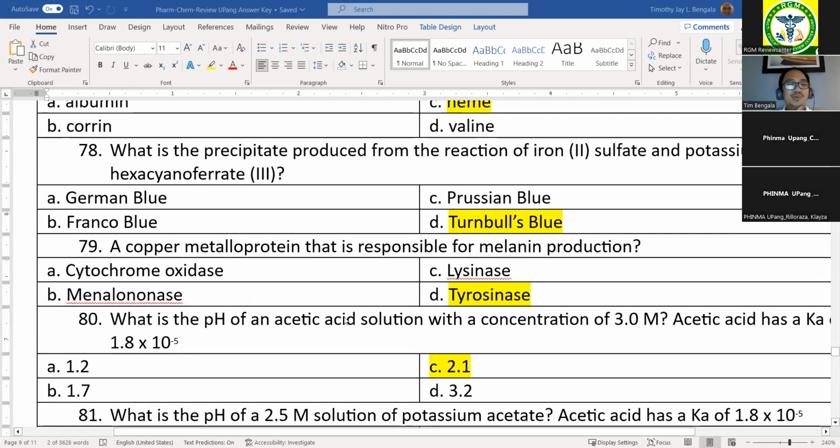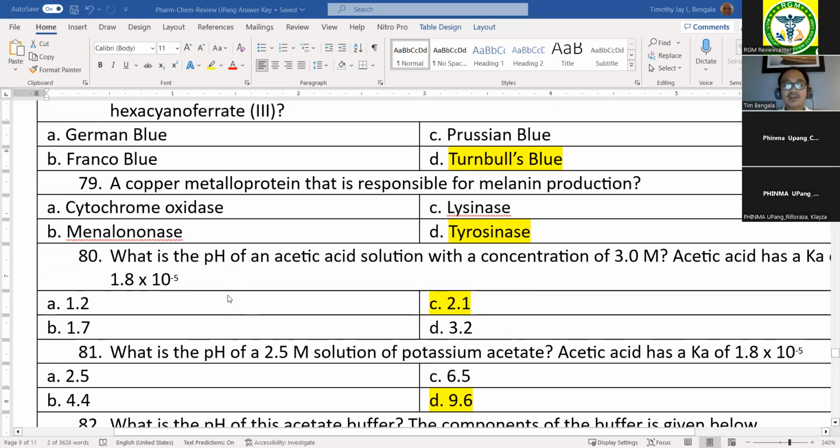So, number 79, the copper metalloprotein responsible for melanin production. That's your tyrosinase. Cytochrome oxidase actually contains copper, but it is not responsible for melanin production. Okay? So next is number 80.